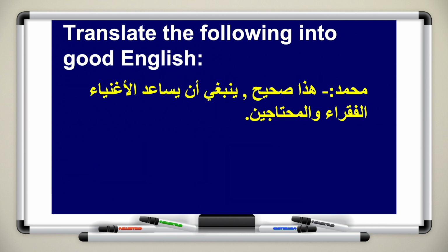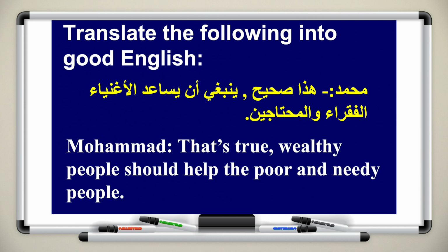Here's another one. محمد. هذا صحيح. ينبغي أن يساعد الأغنياء الفقراء والمحتاجين. I can say for هذا صحيح, that's true, that's correct. I can say definitely, for sure. Any word would be fine.